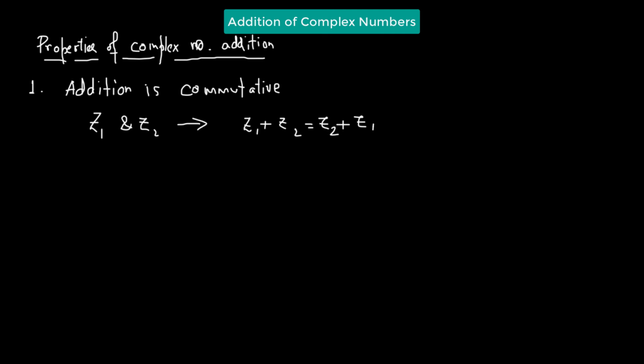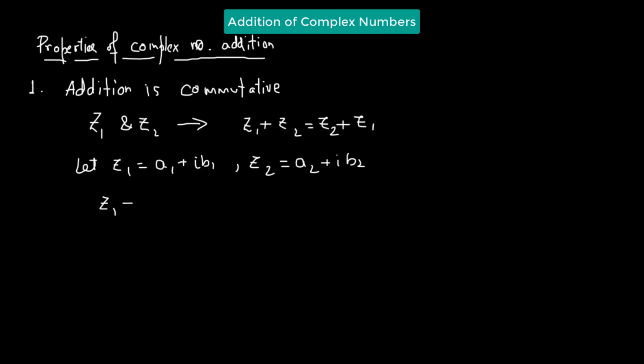Whether we begin with z1 and then add z2 to it is equivalent to saying that we begin with z2 and then add z1 to it. So let us try to prove it. Let us consider z1 to be equal to a1 plus I times b1 and z2 to be equal to a2 plus I times b2.